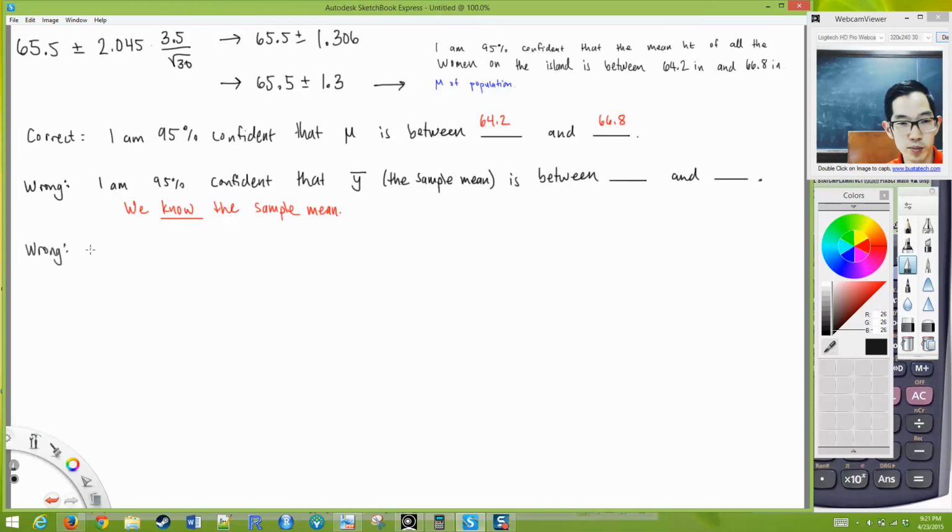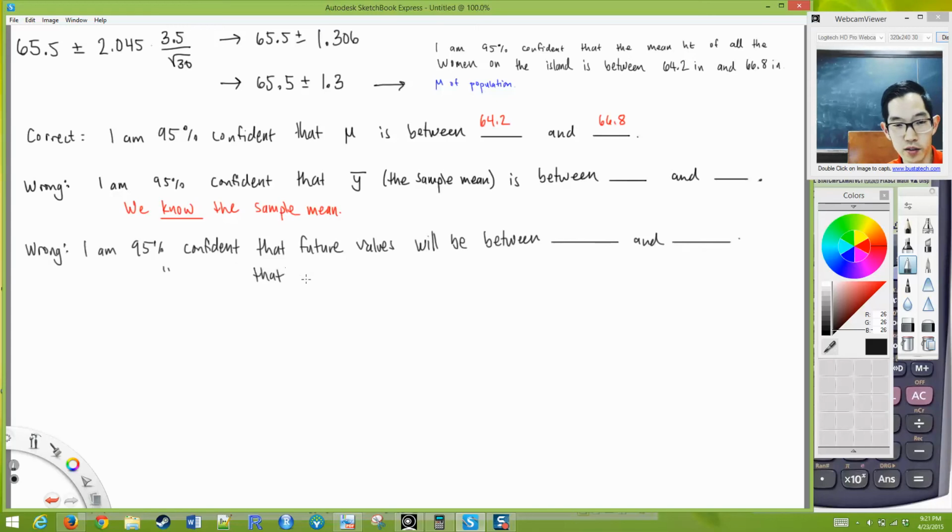Wrong: I'm 95% confident that future values will be between blank and blank. Or going along with that, it's also wrong to say 95% of women on the island have heights between blank and blank. Both of these are wrong because our confidence interval is about mu.